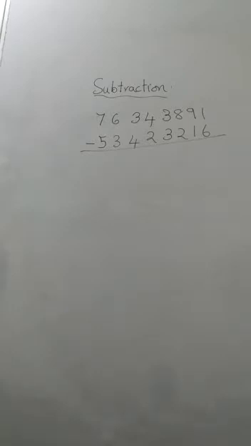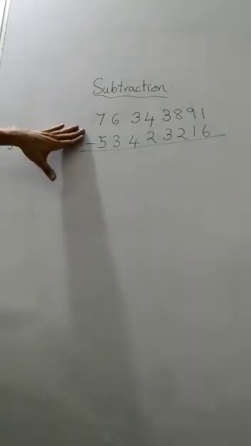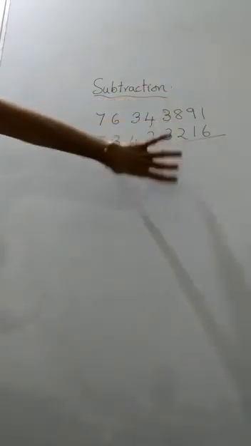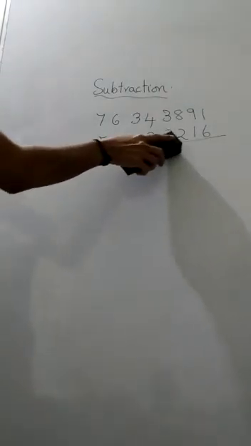Today we are going to learn subtraction of numbers. Large numbers, small numbers, we have already learned. This is an 8-digit number. This is also an 8-digit number. Now let us see how we'll subtract. We'll do the subtraction. Draw the line straight.